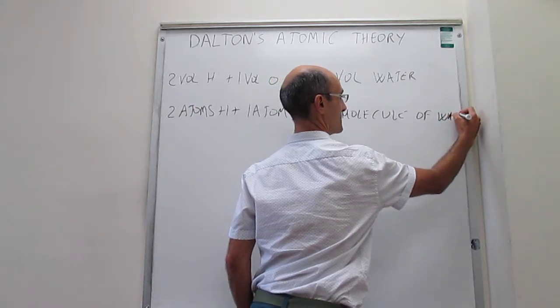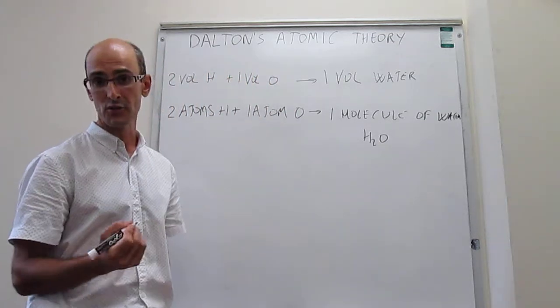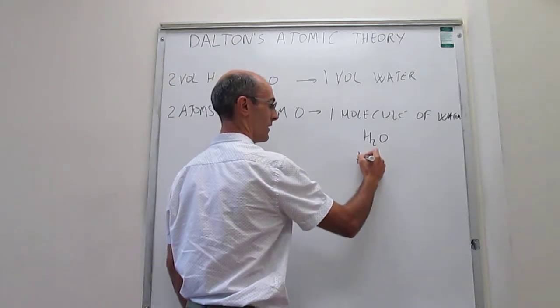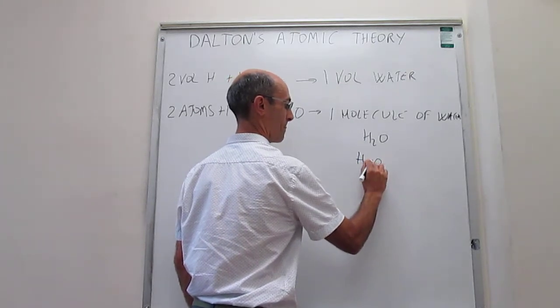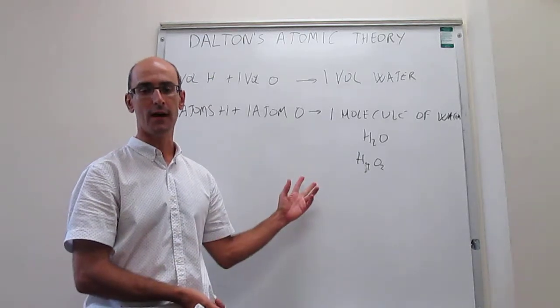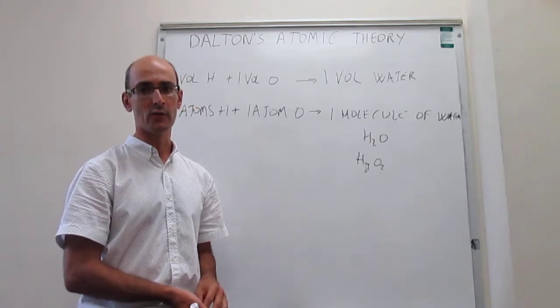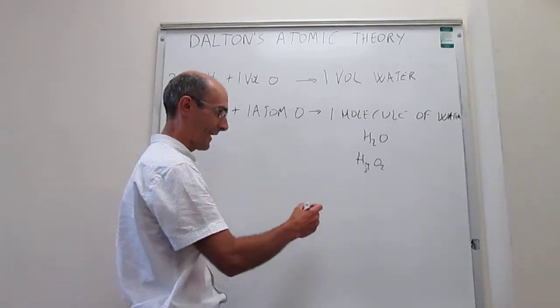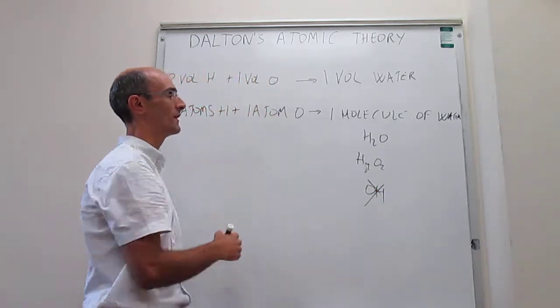And then what that means is that now you can say that the formula of water might be H2O. It could also be H4O2, because we know the ratio is still 2 atoms of hydrogen to 1 atom of oxygen. They didn't know that at that point, but what is obvious is that water cannot be OH, according to these 2 experiments.